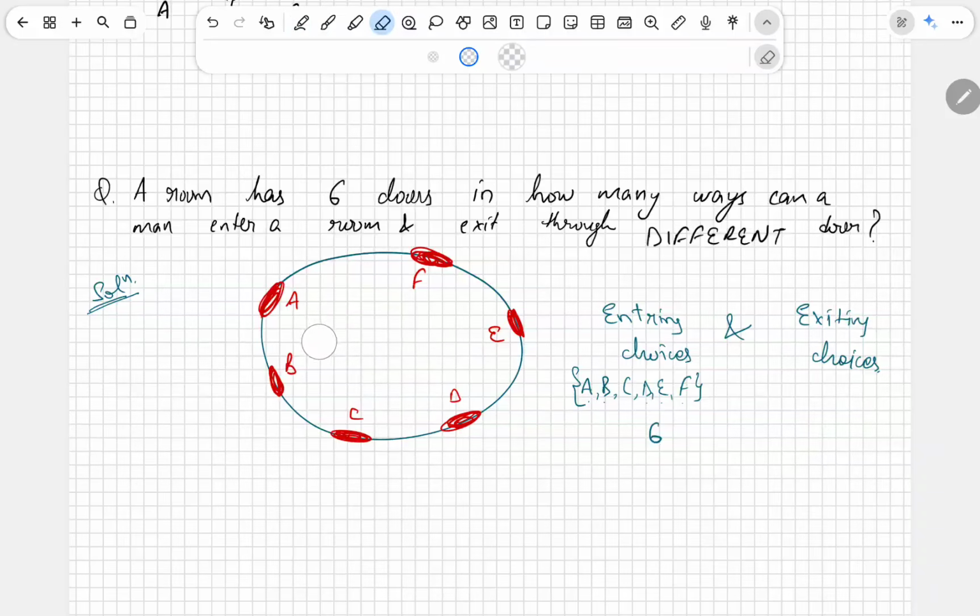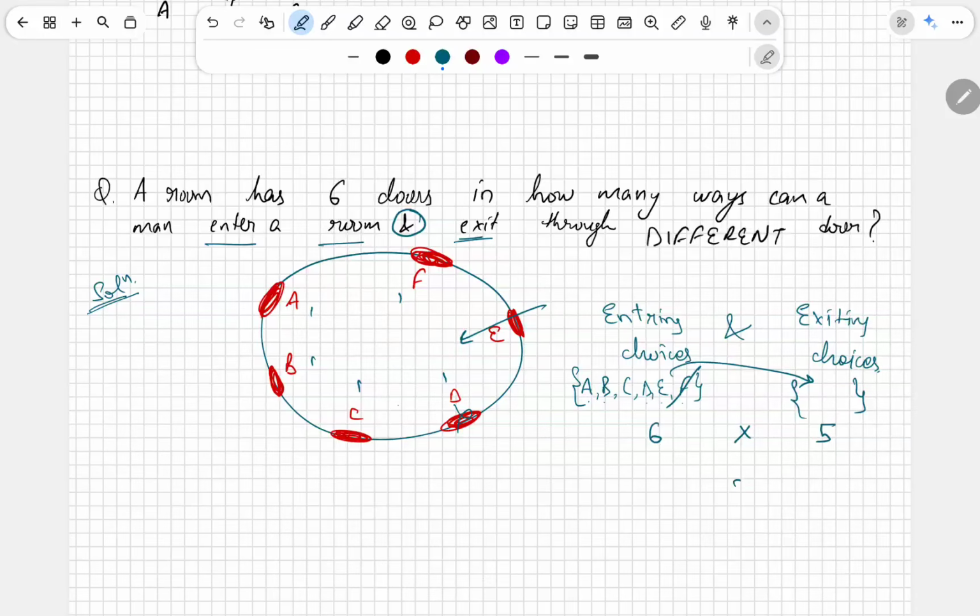So if he comes in through one door, then that door becomes useless and he has only 5 left choices. So if he's entering through either of the doors, then that door is removed from the exiting choices sample space. Now if he's entering through E, then he's left with 1, 2, 3, 4, 5 choices. So in order to exit, he has only 5 choices. He has to enter a room and exit the room. So whenever we use the word and, we multiply. So now the answer is going to be 30 choices. I hope this question was clear.